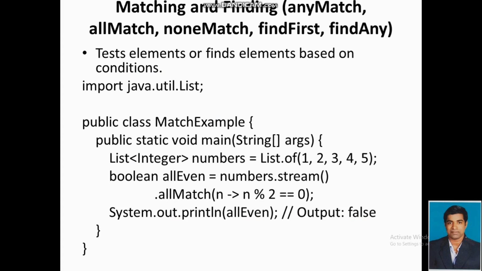Matching and finding: anyMatch, allMatch, noneMatch, findFirst, findAny. Test elements or find elements based on the predicate or conditions. Import java.util.List. Here public class MatchExample is the class name. Inside the main method, we create a list of integer type named numbers equal to List.of 1, 2, 3, 4, 5: five integer numbers stored inside the list.